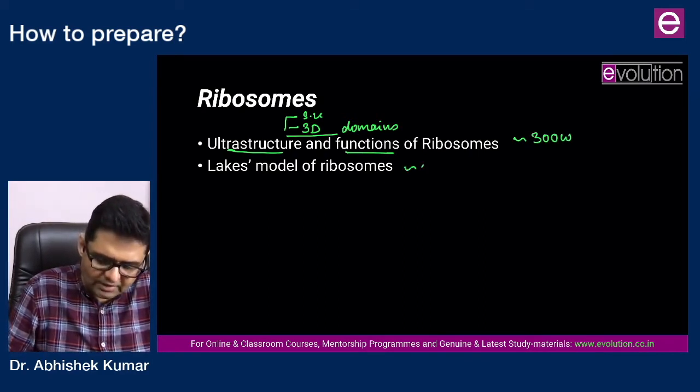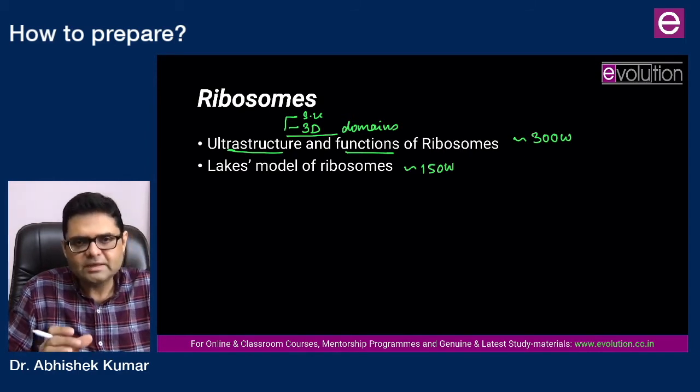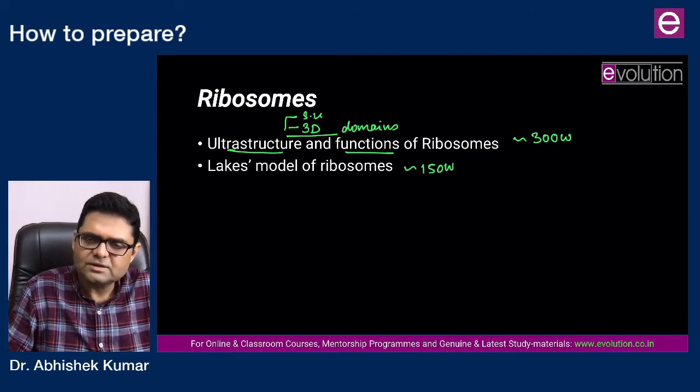And then in approximately 150 words, you should do the James Lake model of ribosome subunit assembly. This model tells us how, at the three-dimensional level, the ribosomal subunits interact with each other and form a definite 3D structure. It can be asked as a tail, and long back it had been asked as a standalone short note in the Forest Service main examination.